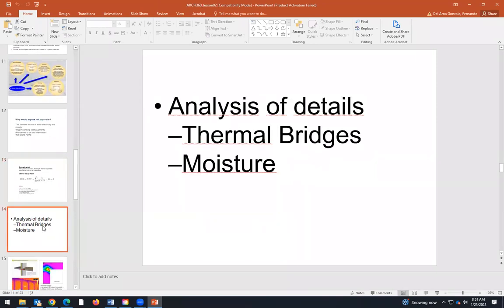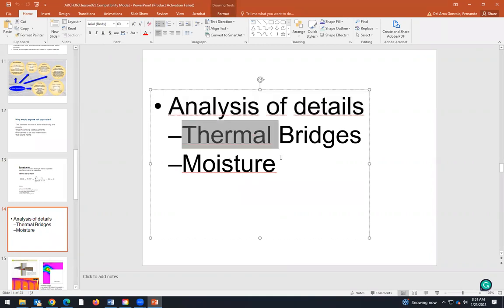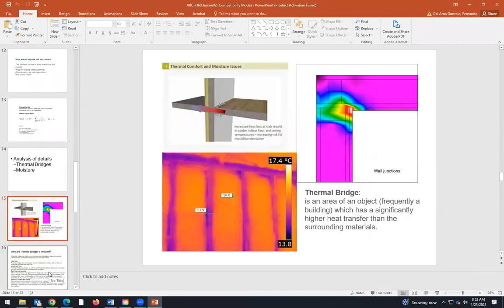Anyway, today we want to focus on that, and for the next few classes, today and on Wednesday and next week, we will be analyzing details in terms of thermal breaches and moisture. As I told you, moisture inside the buildings, or not inside the building, inside the wall or the roof itself, is one of the worst things that can happen.